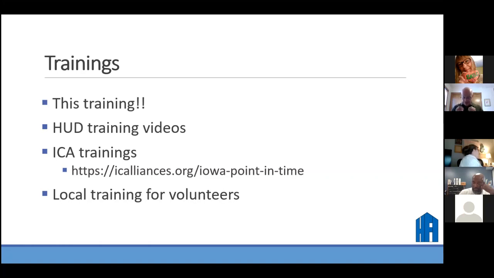The critical trainings for those who are going to actually be doing the data entry on the point in time count are with the Institute for Community Alliances, and those trainings are available at this website that you see. Their video trainings, the ones that we need to take would be the unsheltered, and then depending on your agency, either you do collect HMIS or you don't, and that would become obvious when you go to that site.